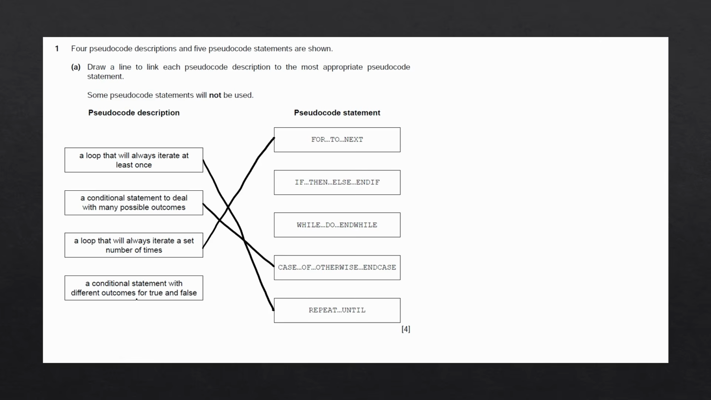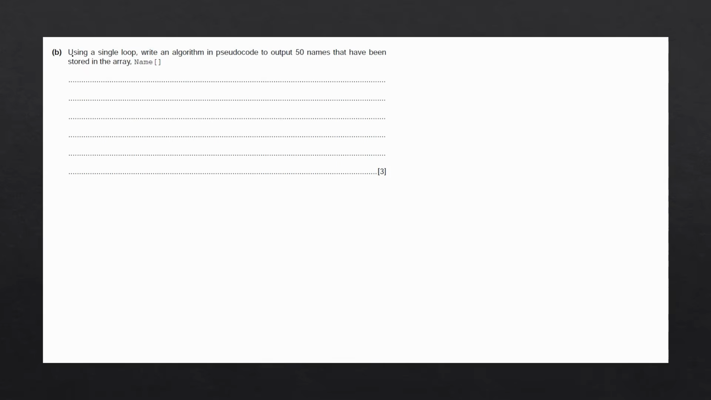Lastly, we have a conditional statement with different outcomes for true and false. We've already linked to a case statement, so this must correlate to the if statement. So let's link those two. There we have question 1. Let's move on. Question B says, using a single loop, write an algorithm in pseudocode to output 50 names that have been stored in the array name.